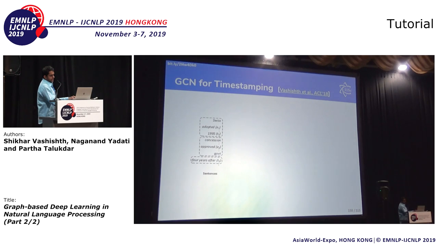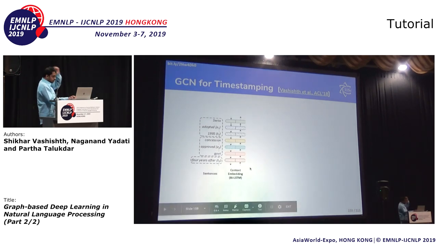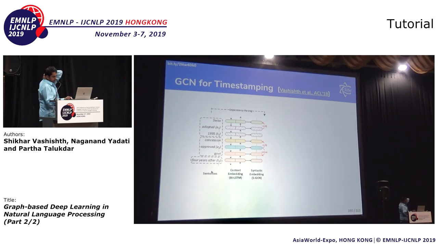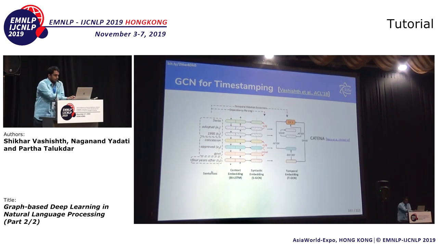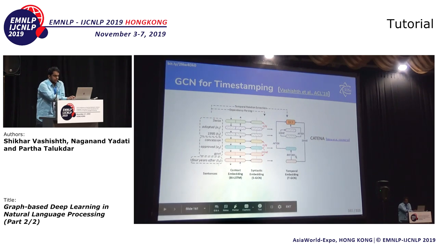This was proposed in ACL 18. So we have the input sentence. We have context embedding, which is given by the BILSTM architecture. And then we have syntactic embedding, which is given by the syntactic GCN, which exploits the syntactic dependencies between the words. And then we have the temporal embedding, which exploits the temporal structure in the document, like after, before, same, after, same kind of dependencies.